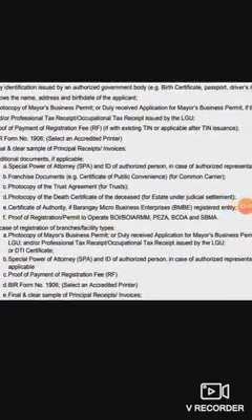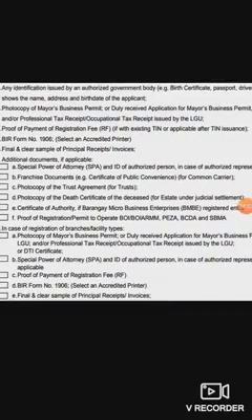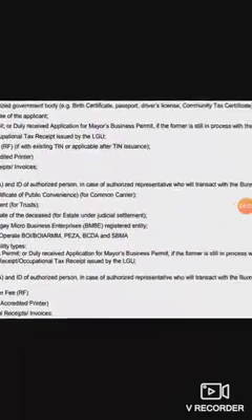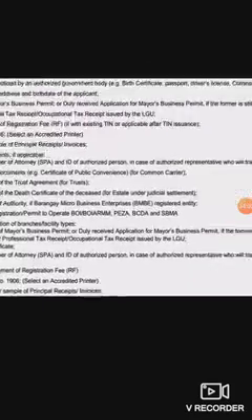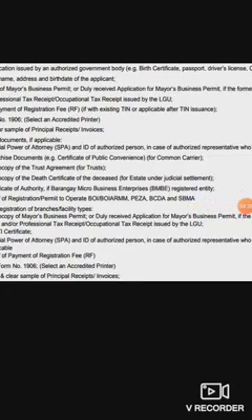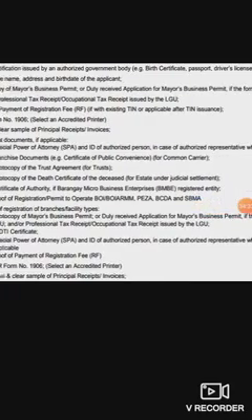This includes any identification issued by an authorized government agency, such as a birth certificate, passport, or driver's license, or a community tax certificate that contains information on the name, address, and birth date of the applicant. We have a photocopy of the mayor's business permit, or a received application for the mayor's business permit, and the professional tax receipt or occupational tax receipt issued by the LGU. Third, proof of payment of the registration fee, with existing TIN or applicable after TIN issuance.